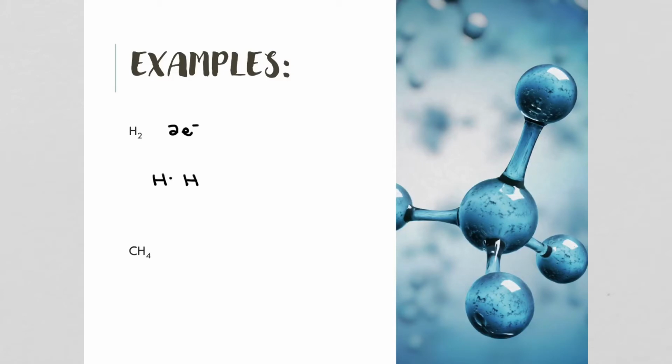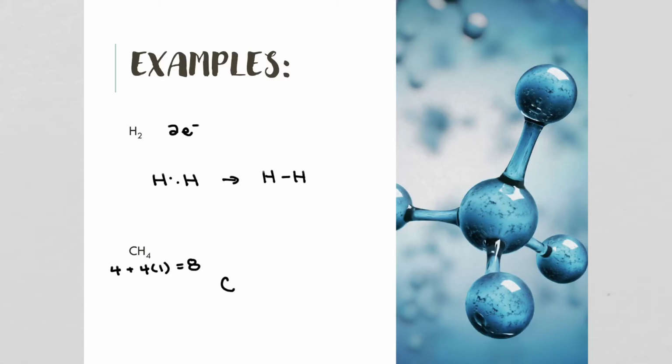Each of them has 1 electron, so this is going to become that. The next one, methane. So we have 4 from carbon plus 1 each from hydrogen. So that's equal to 8 total.